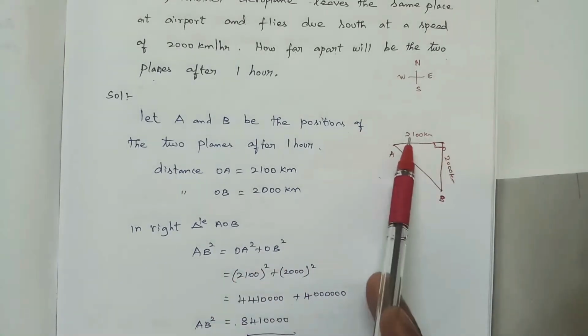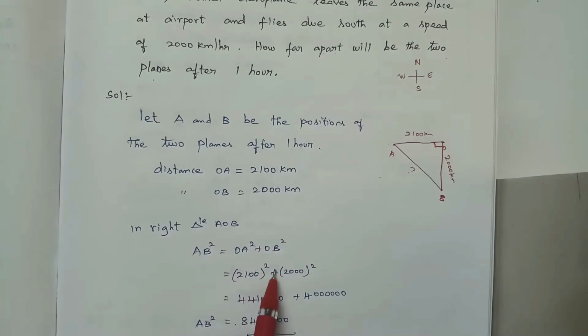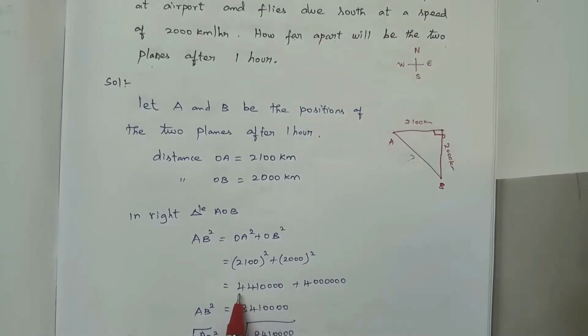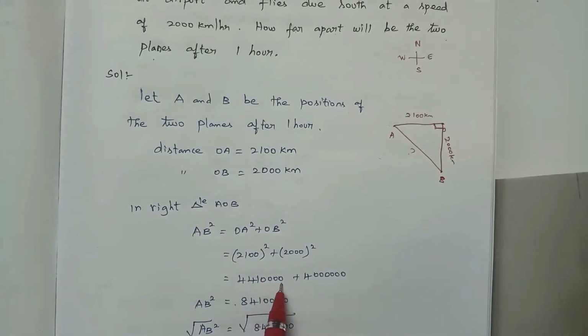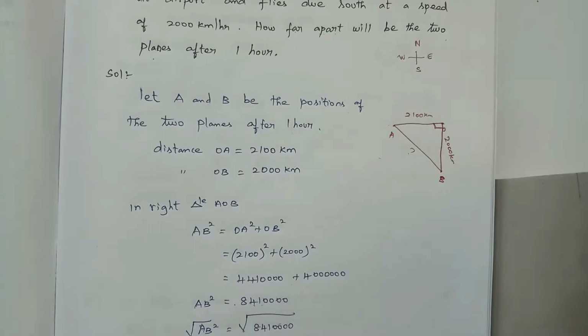What is OA? OA is 2100. So 2100 whole square plus 2000 square is equal to, what is 2100 square? It is 44 lakhs 10,000. And 2000 square is 40 lakhs. When we add these two, we get 84 lakhs 10,000. So what do we want to find?